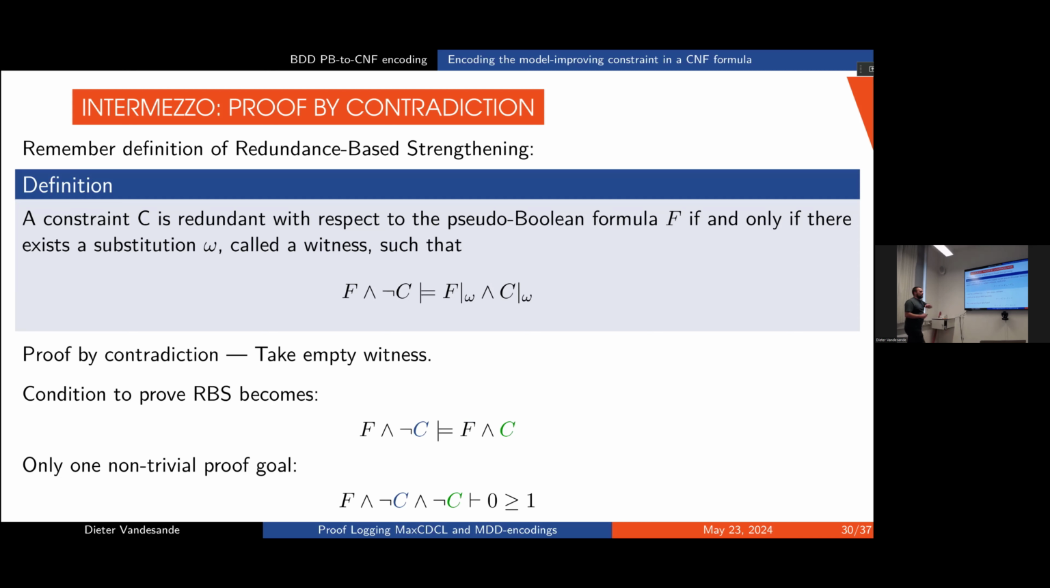The condition that we have there will become F and not C implies F and C. But F is clearly entailed by F and not C. So that can be removed. So the only non-trivial proof goal that we get is, can we derive from F and not C, which is this, not C, and not C, which comes from here, to prove that C actually holds in F and not C, can we derive a contradiction from that? And yes, that's what we want, because we want to have proof by contradiction.